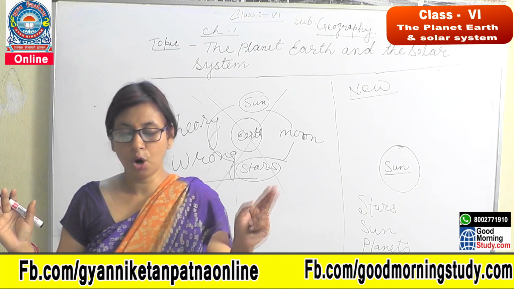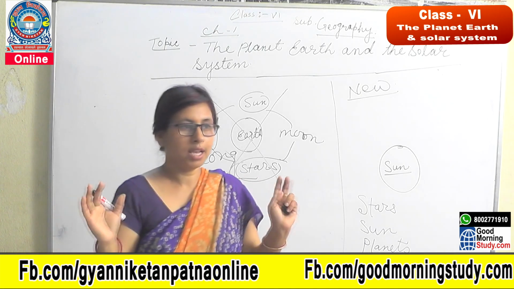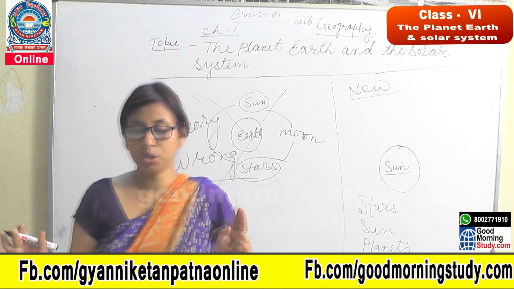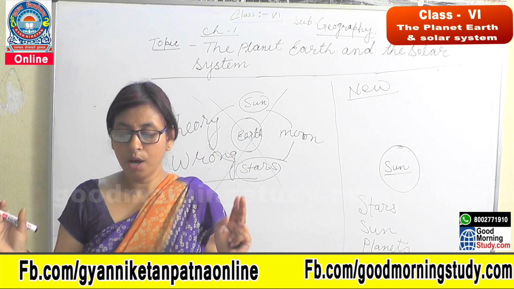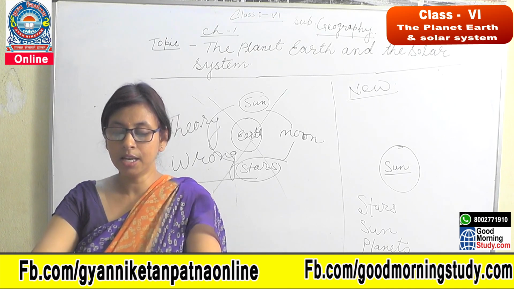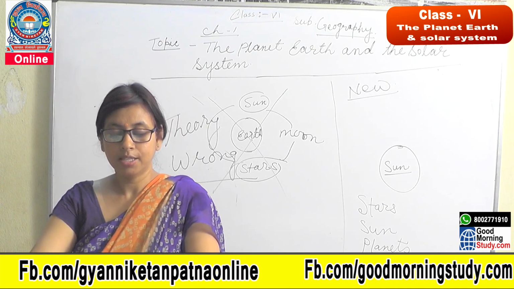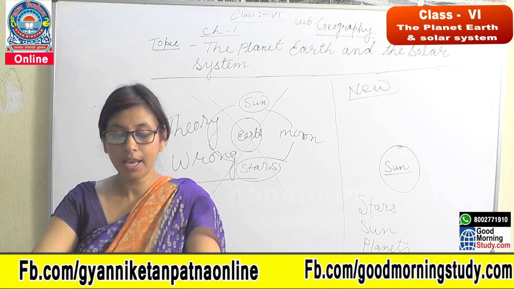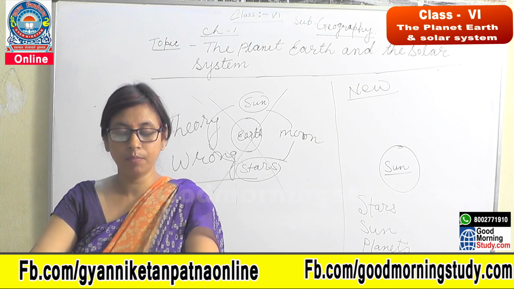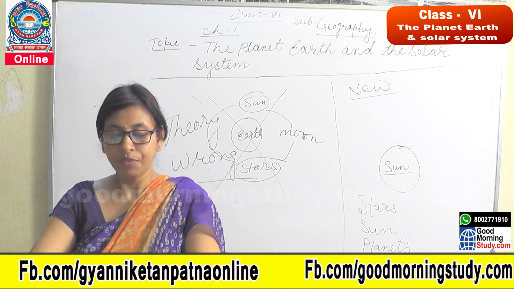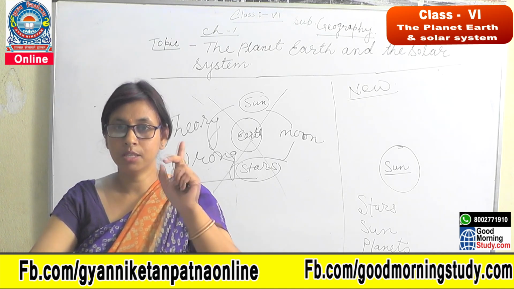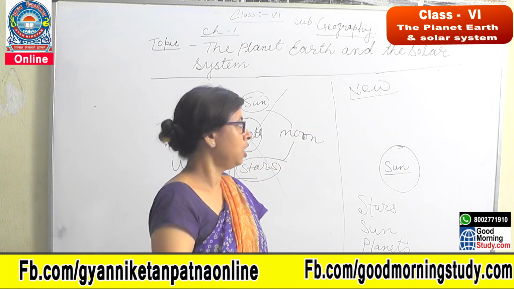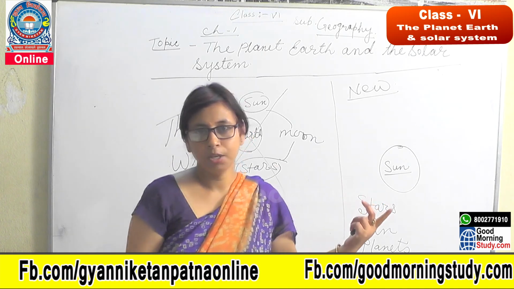It is also called a heavenly body or celestial body, which is a part of the universe or the solar system. The word celestial is derived from the Latin word celestis, which means sky. It means the objects which we see in the sky are known as heavenly bodies or celestial bodies. I think you understood it.